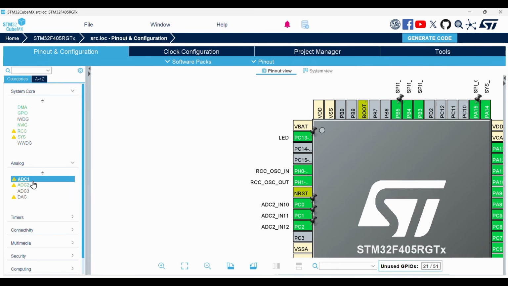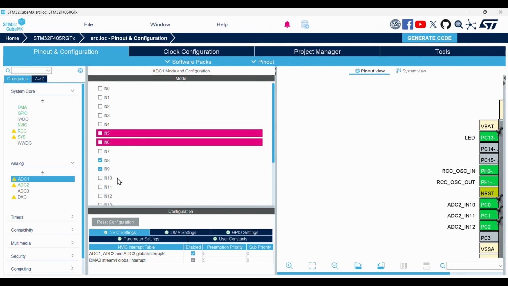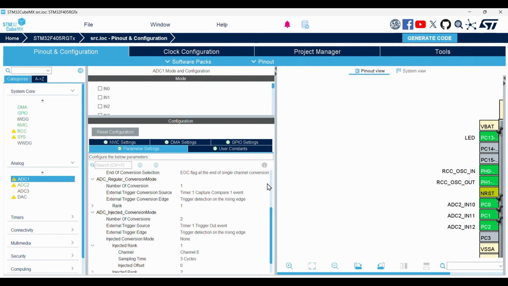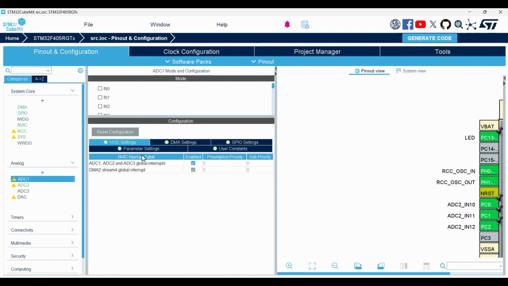ADC1 is used to read the current from two phases of the motor. The third phase is calculated using Kirchhoff's law. The mode used is injected conversion mode, so that it can be triggered by the timer. The channels used are channel 8 and channel 9. Don't forget to enable the ADC interrupt in the NVIC settings.